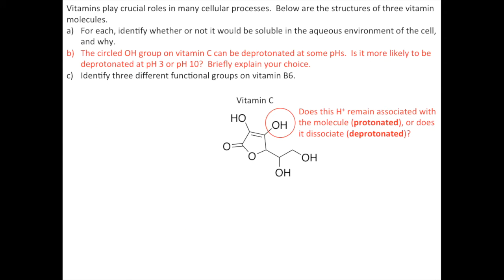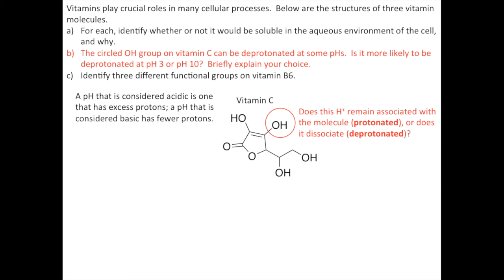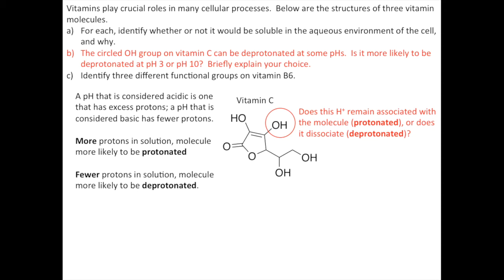So now that we have that sorted out, we need to think about what's going on with this particular vitamin C molecule at different pHs. Recall that pH is a measure of how many protons are in a solution, and pH can be acidic, basic, or neutral. When we think about solutions, those that are acidic have excess protons. Those that are basic have lower concentrations of protons. And based on the rules of chemical equilibrium, a molecule would tend to be protonated in solutions with high proton concentrations and deprotonated in solutions with low proton concentrations.